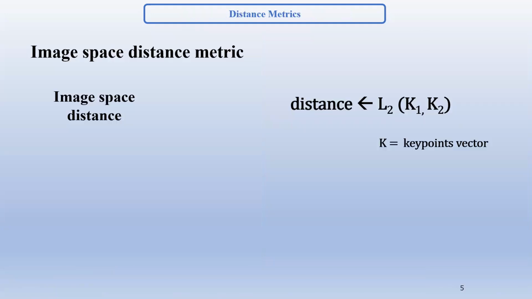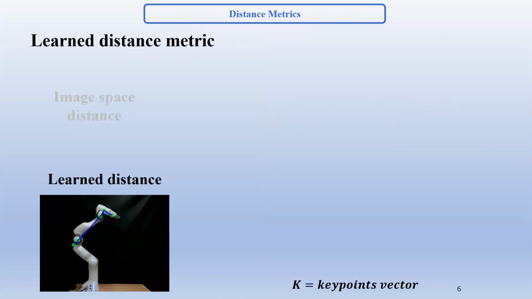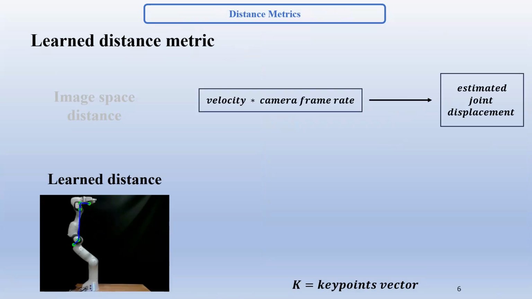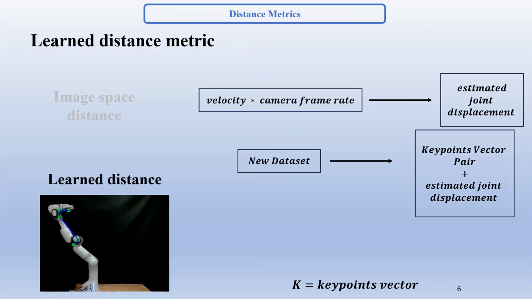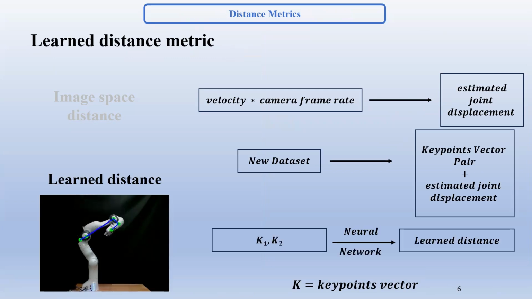Lacking knowledge of the robot configuration space, we build the initial roadmap using Euclidean distances between key point pairs in image space. We define another distance metric for the paper. We estimate joint displacement by multiplying velocity with the frame rate. We create a dataset including key point vectors for 2 frames and the estimated displacement. A neural network is trained to predict joint displacement from key point vector pairs.